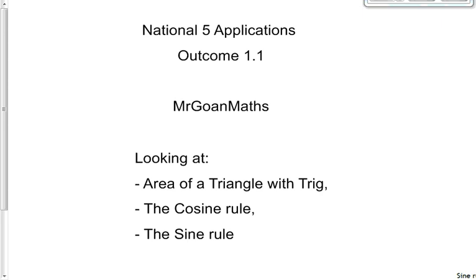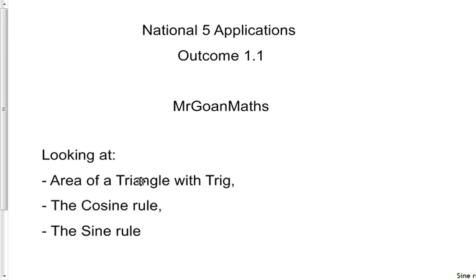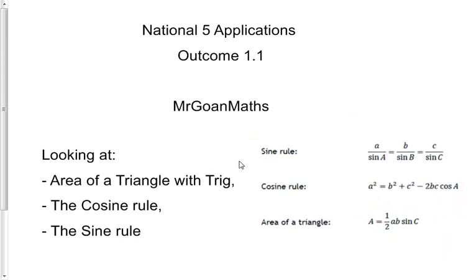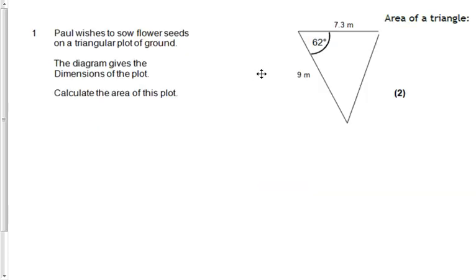Welcome back. Today we are looking at National 5 Maths Applications Unit, Outcome 1.1, looking specifically at the area of a triangle calculated using trig, the cosine rule, and the sine rule, which all three of those come directly from our National 5 formula sheet, which means no memorizing formulas for this outcome, and each of these questions can then be solved on our past papers ready for the exam.